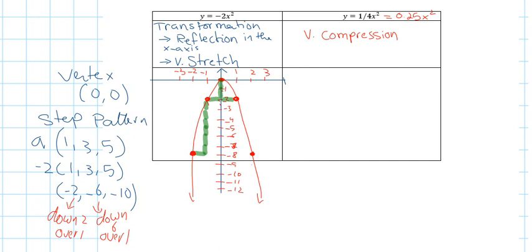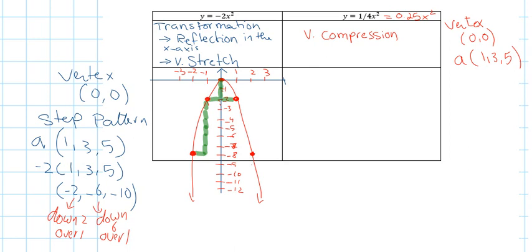What's my vertex? 0, 0. Now, this is not part of the transformation. That's why I'm writing it outside. This is just for me to know how to graph. Okay? So the vertex is 0, 0. What's my step pattern? It's A times 1, 3, 5. Don't forget that A.